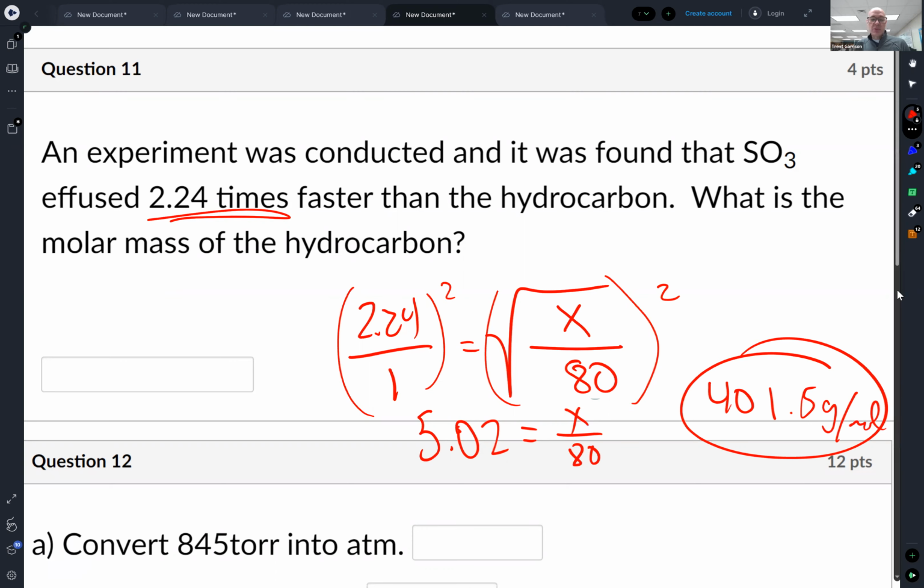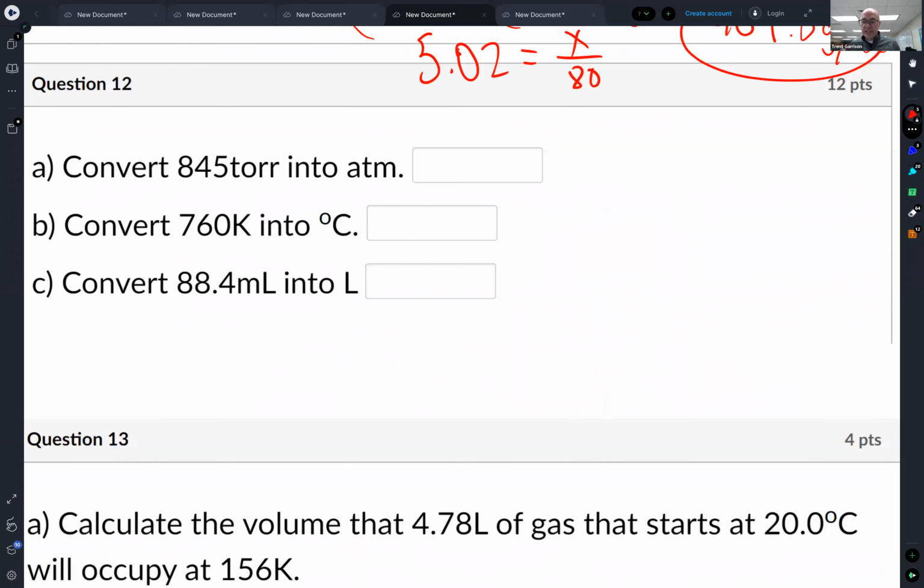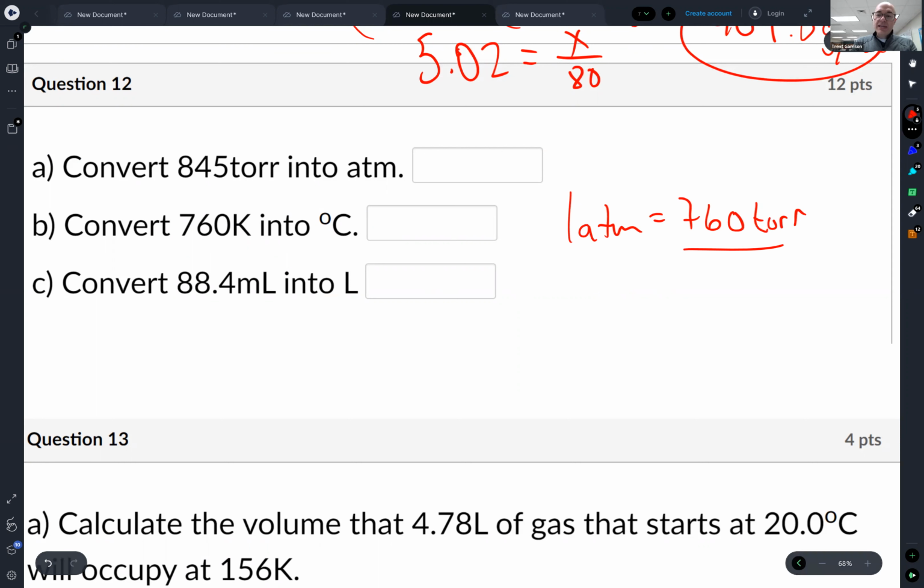All right, number 12, convert torrs into atmospheres. Well, I know that for every 1 ATM, there are 760 torr. So if I have 840 torrs, how many atmospheres would I have? So it sets up as a ratio. So what I'm going to do is I'm going to cross multiply. I'm going to bring the 760 down below. I'm going to bring the 840 over here. So I'm going to end up with 840 divided by 760, and I get that value is 1.105.